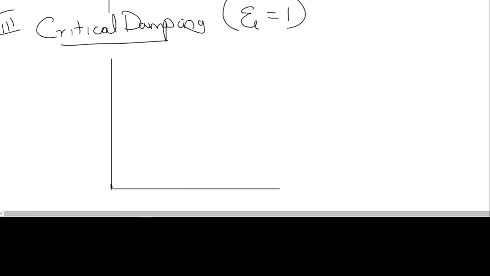If you draw a time versus displacement diagram here, you will be having a vibration, but it will be gradually reducing to zero. Not like over damping, where you get sudden absorption of vibration. So here you will be gradually releasing it to zero. This is known as critical damping.